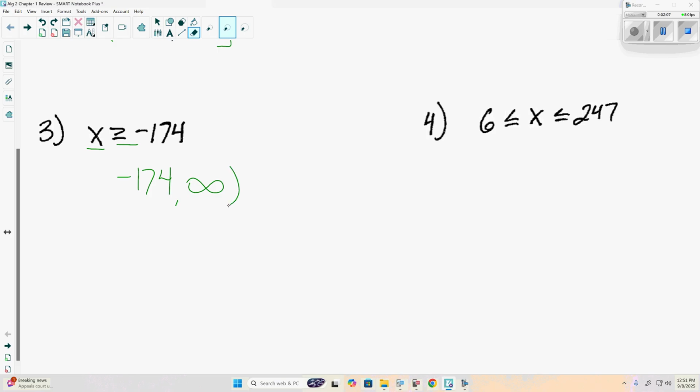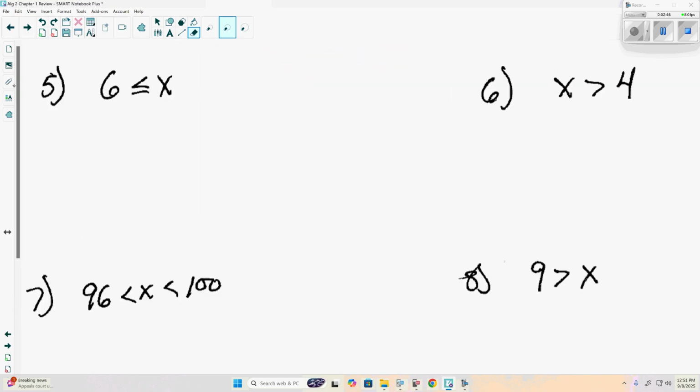Now, infinity and negative infinity, neither one of these will have a bracket. Infinity and negative infinity will always have a parentheses. Now, the bracket or parentheses with negative 174 will be determined by our inequality. Because it is equal to it, we would have a bracket. Questions on these first 4? Any other questions on 1 through 4?